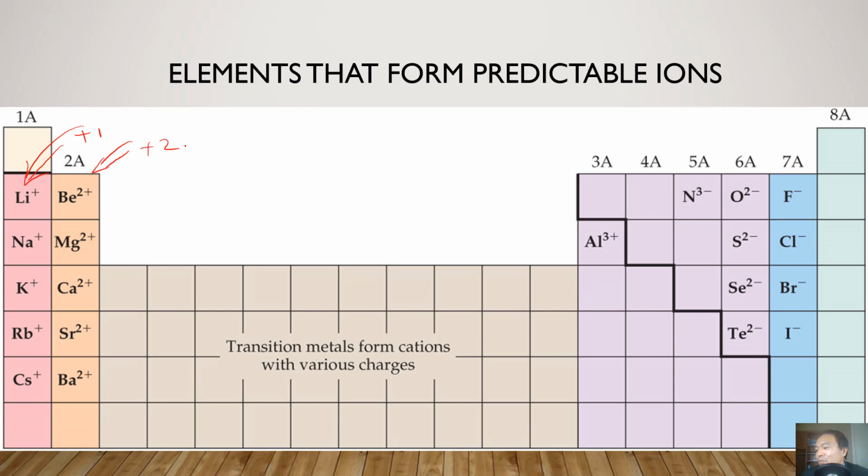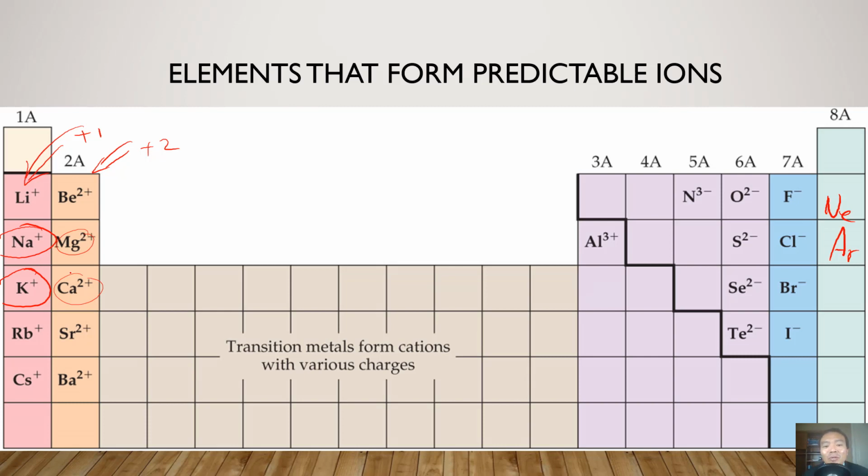And 2A, it carries +2 charge. Why? Because when sodium loses 1 electron, it becomes the same as neon. When potassium loses 1 electron, it becomes K+, the same electronic configuration as that of argon. So it's the same way for magnesium and calcium. That's why for group 2A, you lose 2 electrons and become +2 charge.